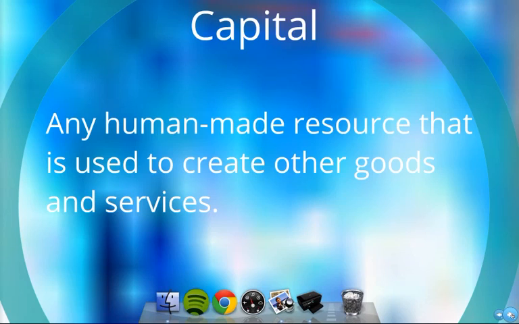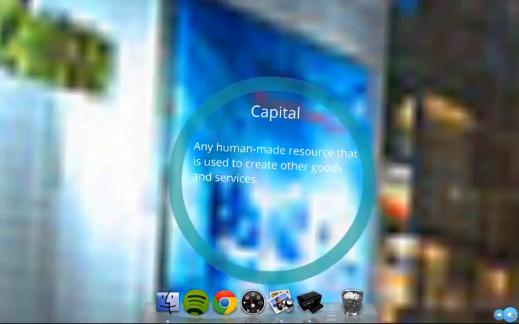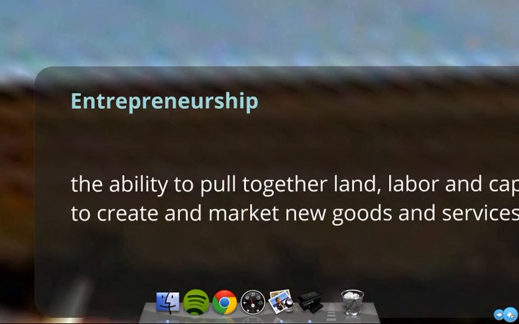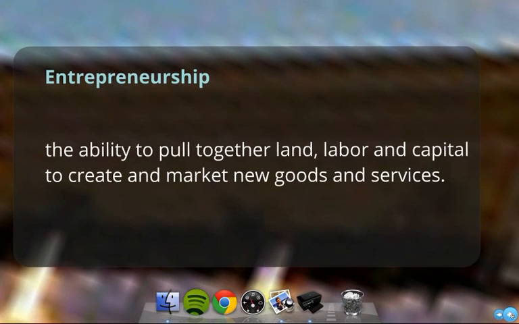Now, the last thing that we're going to talk about as far as a factor of production is entrepreneurship. And this really is probably the most important factor of production because without entrepreneurship, you can have all the land, labor, and capital you want, but it won't really do you any good. Because entrepreneurship is the ability to pull all those things together. You pull together land, you pull together labor, you pull together the capital, and it's your ability to create and market these new goods and services.